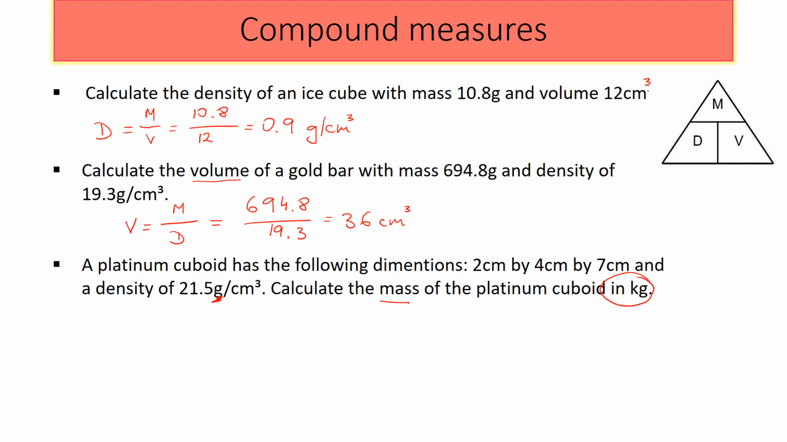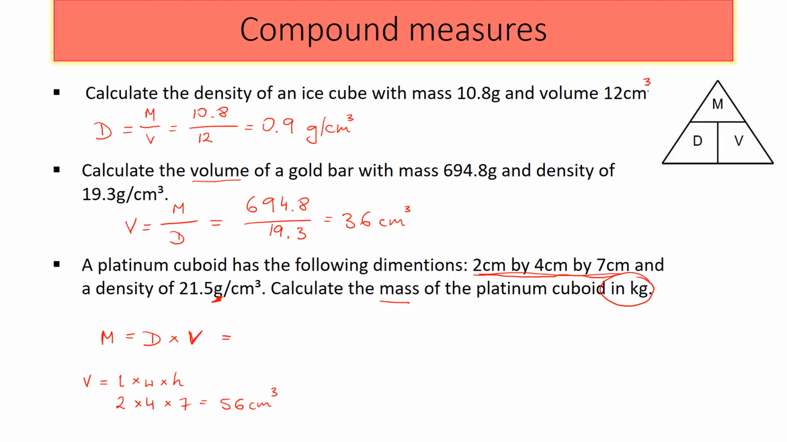So let's start calculating. To find the mass, I have to multiply density and volume. Now notice that the question doesn't give me the volume. However, I've got the dimensions of the cuboid, so I can find the volume. Just as a reminder, to find the volume of a cuboid, we need to multiply length times width times height, so that is 2 times 4 times 7, which is 56 centimeters cubed.